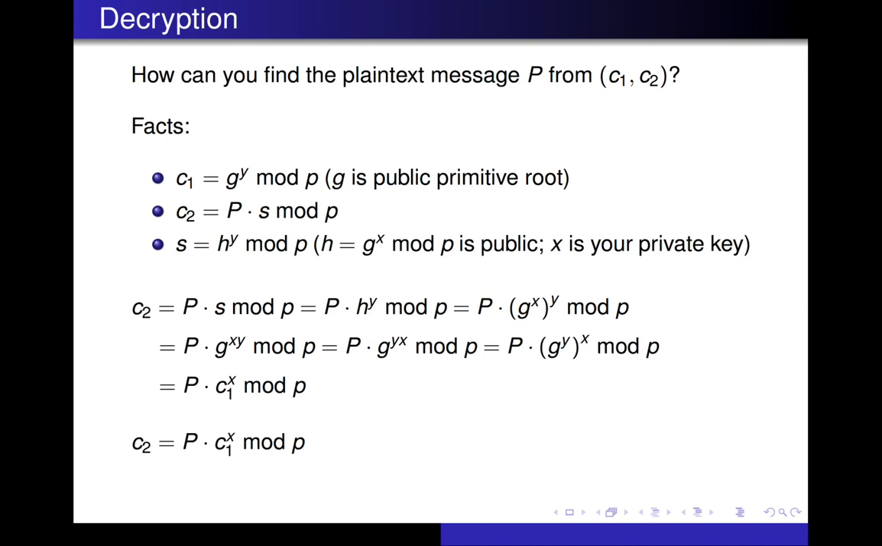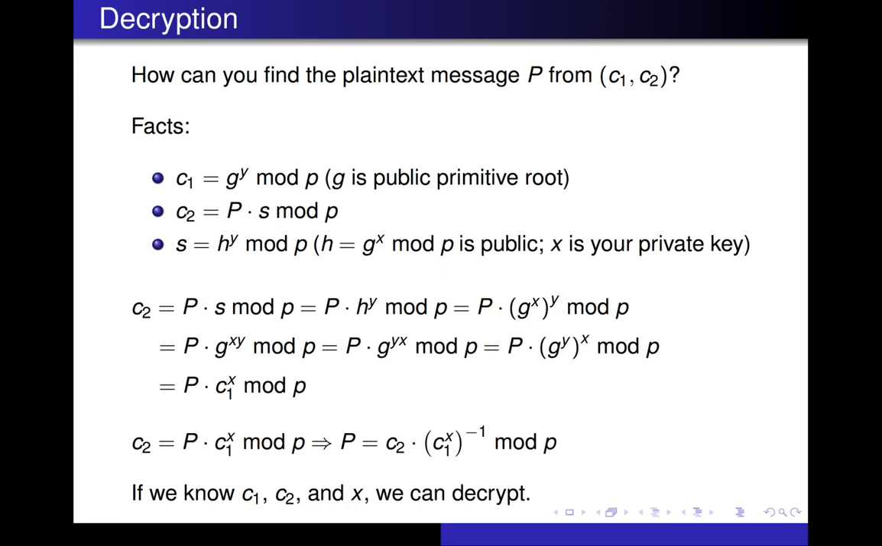So if we then multiply by the multiplicative inverse on both sides, mod P, that tells us that our plain text P is equal to C2 times the multiplicative inverse of C1 to the X. Which means that as long as we know C1, C2, and X, we can decrypt our message to get our plain text P. Pretty crazy, huh? All right, so let's go on to the next one.